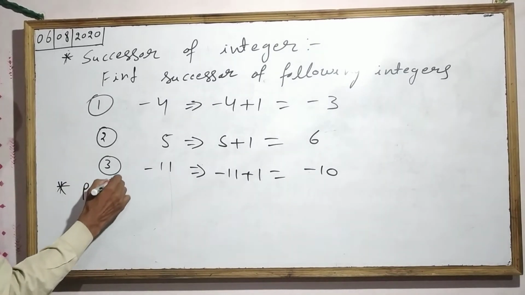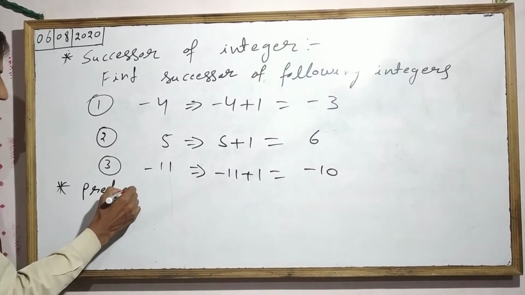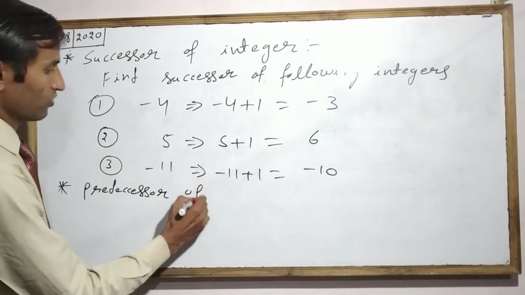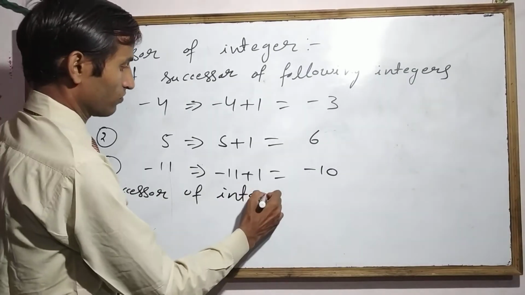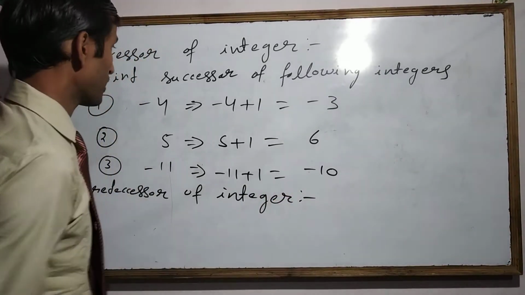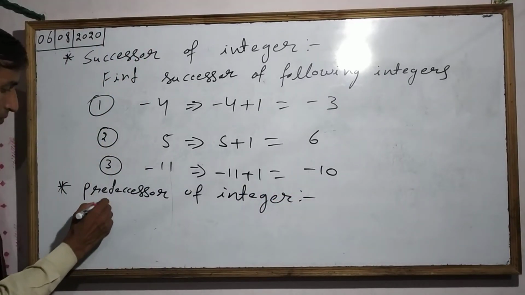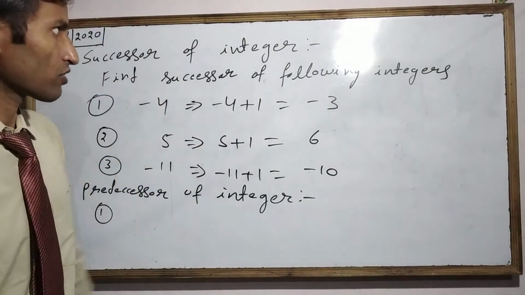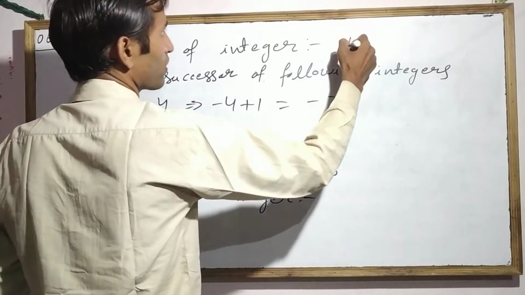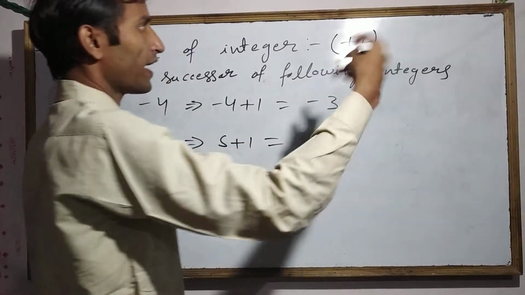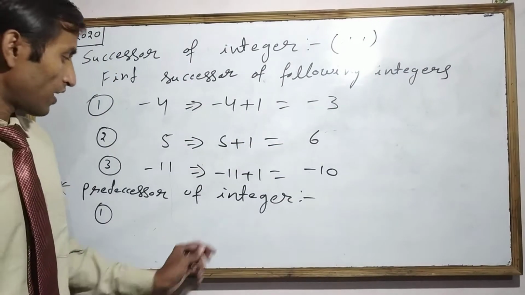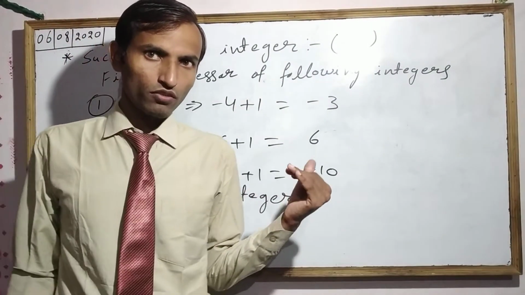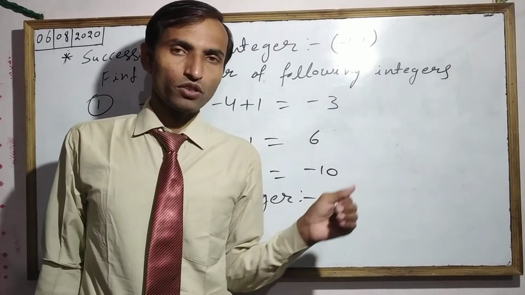Predecessor of integer. In predecessor, we have to subtract 1. Predecessor means -1. Successor means +1. Whatever integer is given, in successor we have to add 1 to that integer, and in predecessor we have to just subtract 1.